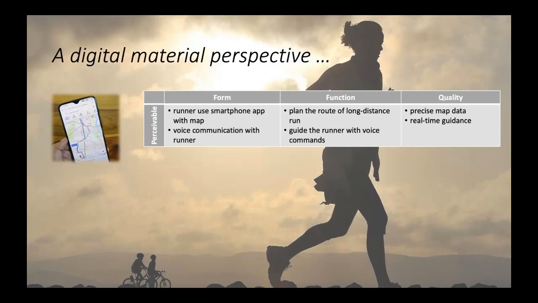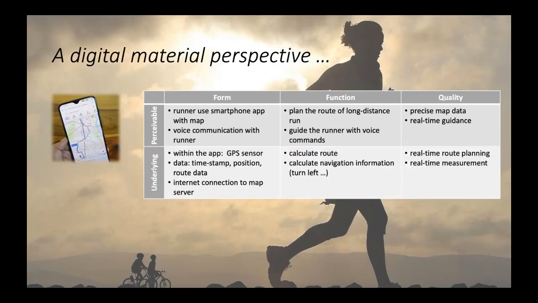And if you plan a route of a long distance run with this tool, you use a specific function there. And if the app talks to you and says, go right, go left in 300 meters, it's also a function that is provided by the app to guide you. And you need special qualities of this form and function in order to be useful. For example, you need precise map data, which enables the map to guide you through the area. And of course, you need real-time commands. It's very useless if you run 50 meters ahead and the app says, oh, 50 meters ago you had to turn left. And here, again, you have all these three terms to really grasp what the app is doing.